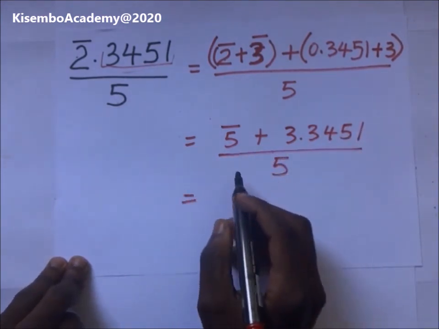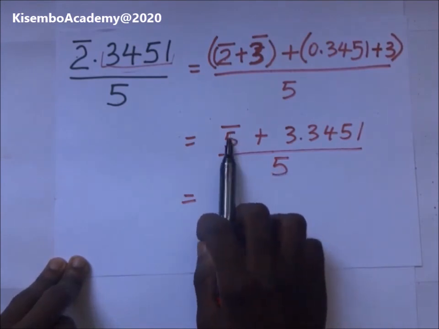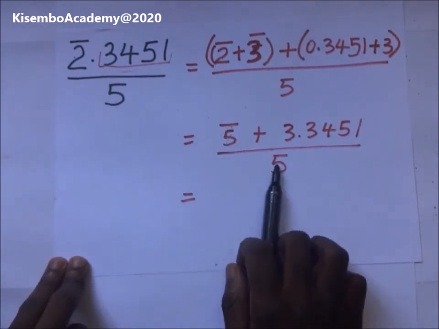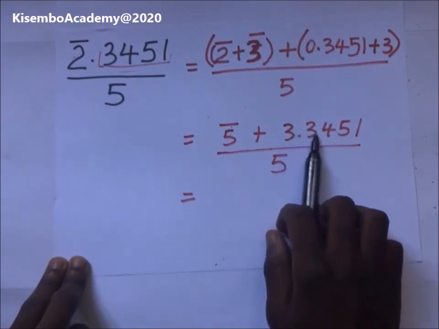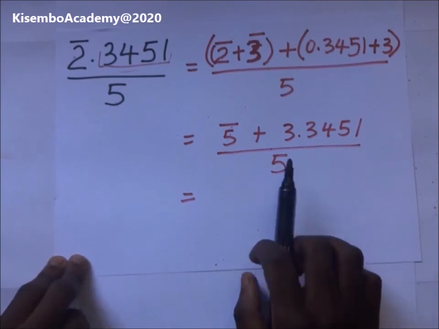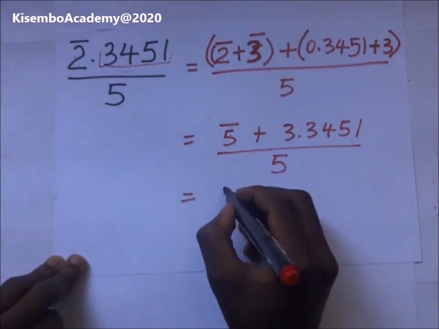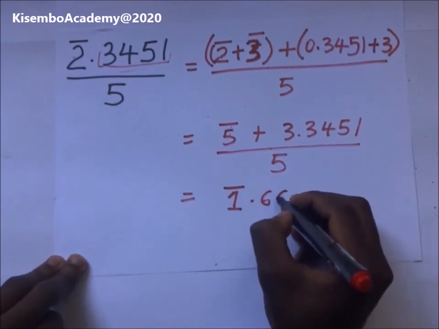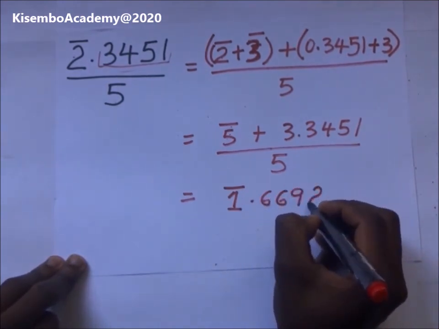So our answer here will be, of course, 5 bar divided by 5, which is going to give us 1 bar, plus 3.3451 divided by 5, which is going to give us 0.6692. So our final answer will be 1 bar 0.6692.